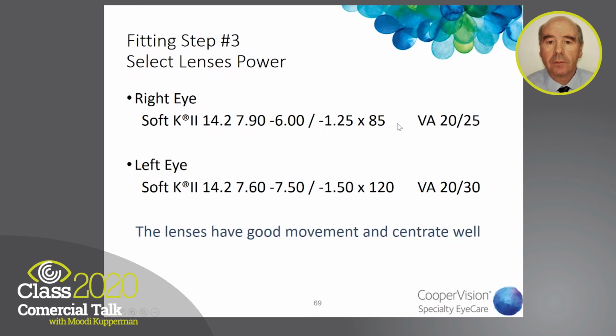So by the end of the day, he ordered these lenses with a small astigmatism, minus 1.25 at 85, minus 1.5 at 180, and got a very nice vision. This patient had very low vision at the beginning of the process. The lenses, as you see, are very well centered, and they have very good movement.